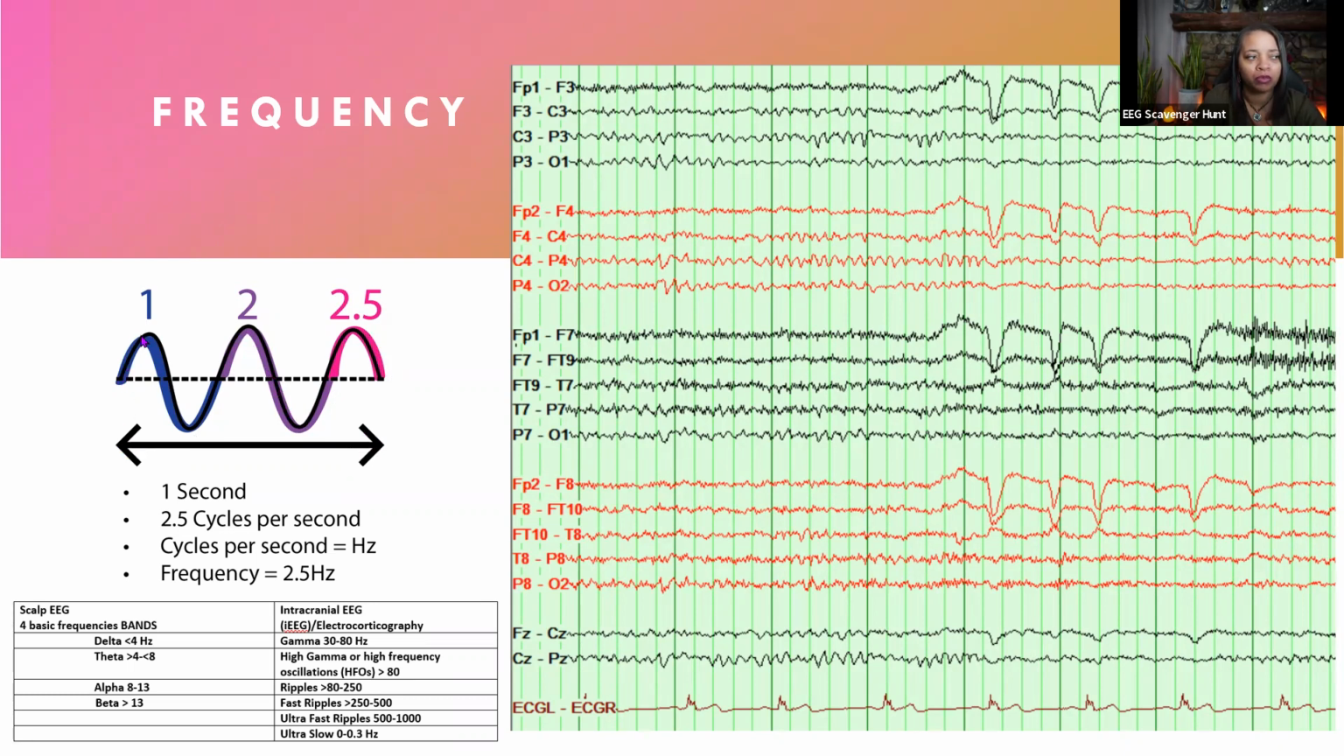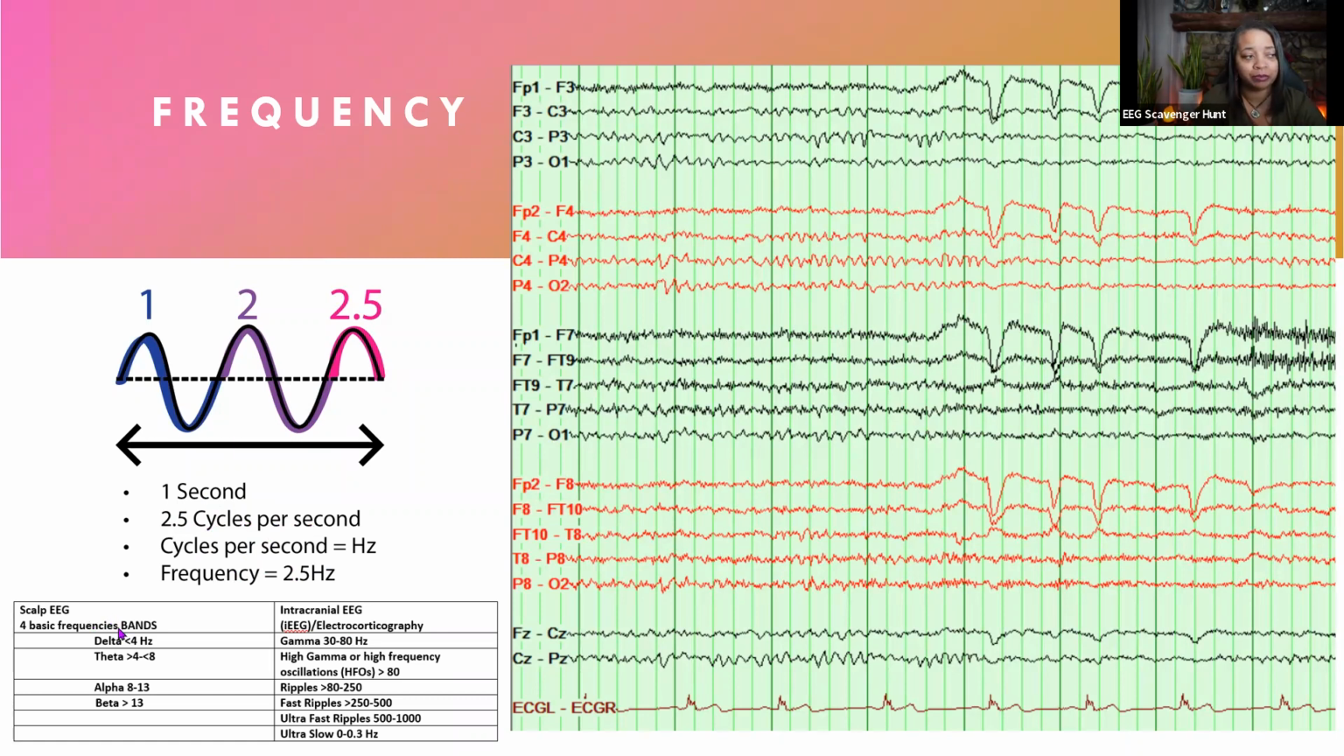So you went through 1, 2, and then a half of a cycle. So in 1 second, going through 2.5 cycles per second equals hertz. Frequency equals 2.5 hertz. Okay. When you're thinking about frequency on the scalp EEG, there are several bands that you're going to see.